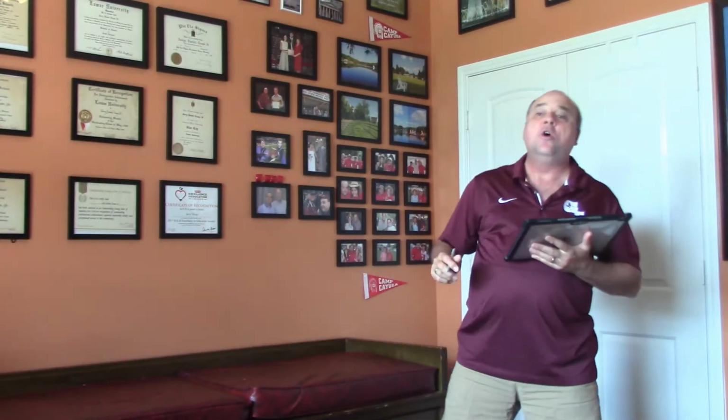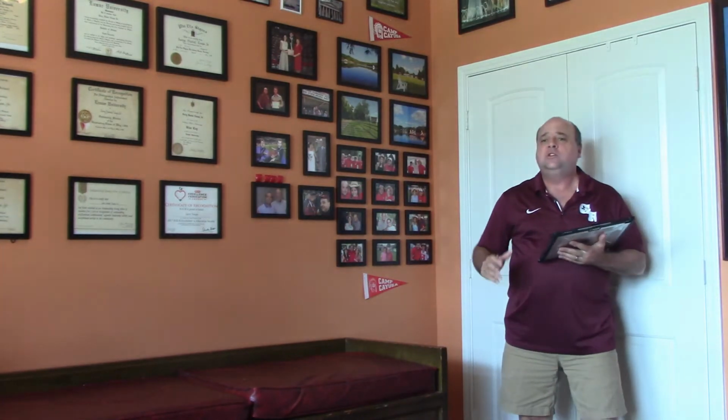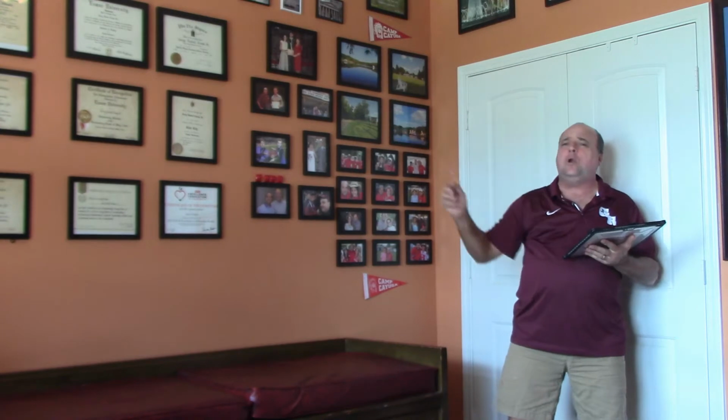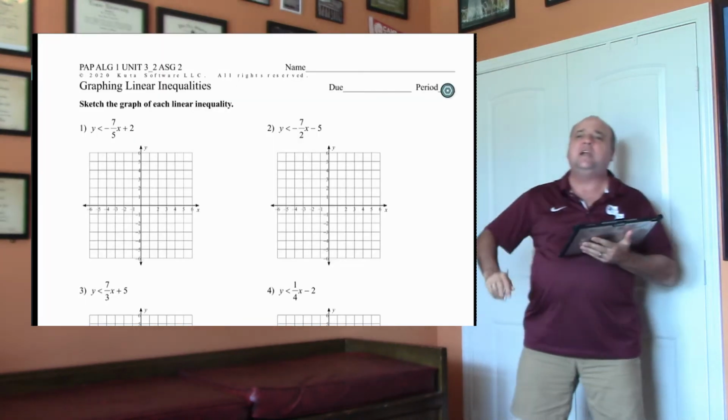Oh, it is going to be a blast today because we are going to graph linear inequalities. A magical whiteboard appears and we are going to start rocking and rolling.